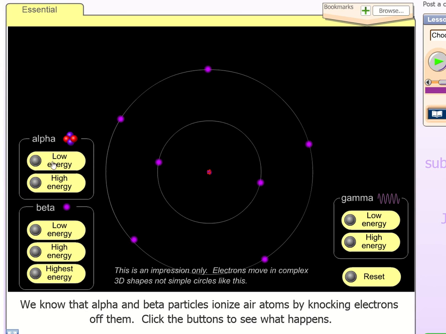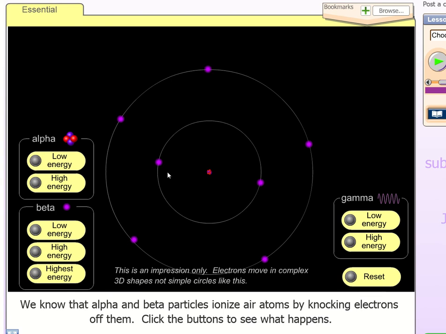Here I'm going to fire a low energy alpha. We know that an alpha particle is 2 protons and 2 neutrons. Watch what happens. As you can see, the alpha particle goes towards the atom. Its influence is stronger than the nucleus, which is so far away. So this electron is pulled towards the alpha particle and escapes the atom. This atom now has 1 less electron. It has become an ion.